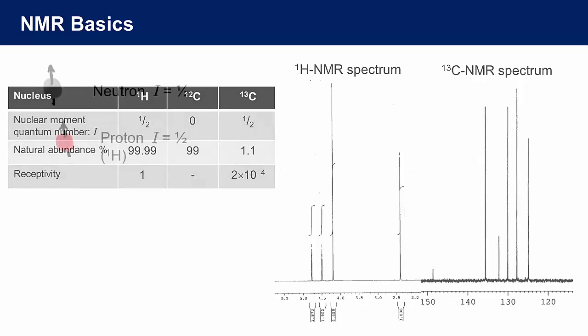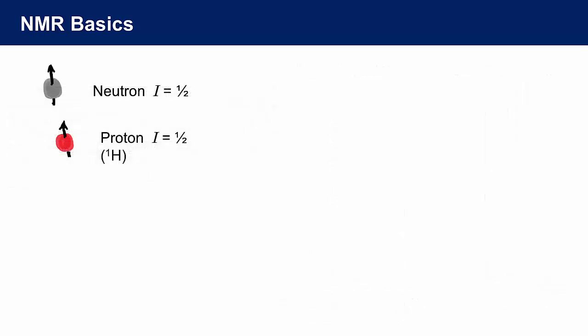From a chemistry perspective, we think of an atomic nucleus as being built up from a number of neutrons and protons.